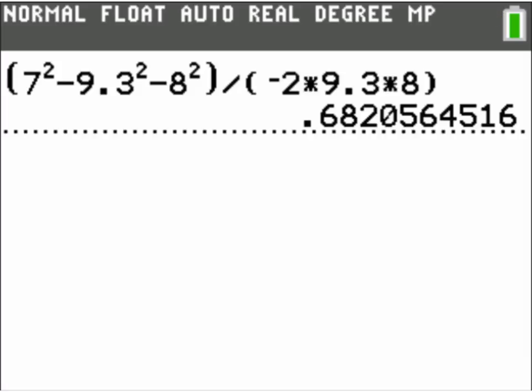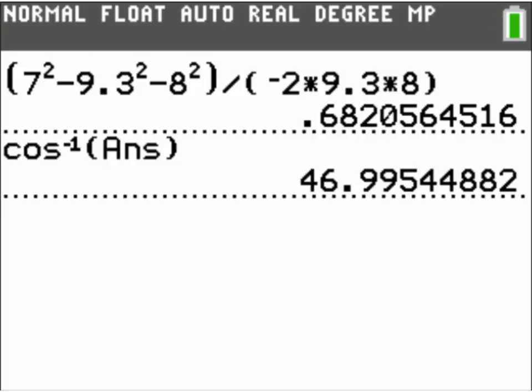This gives me the cosine of A. So, to figure out angle A, I have to take the cosine inverse of this answer. I get 46.99, so we're going to round to the whole number, so angle A is 47 degrees.